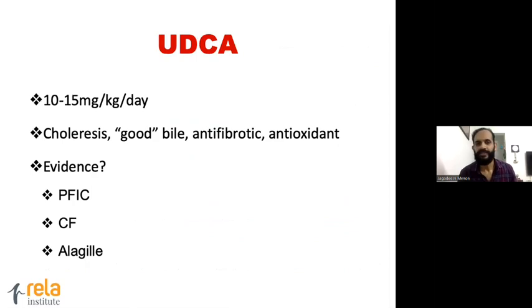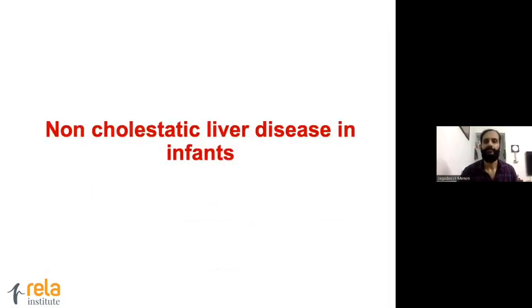UDCA, we use it right and left. We don't exactly know whether it has any benefit. In cholestasis, it increases the bile flow. It has some antifibrotic, antioxidant effect. A few trials in PFIC, cystic fibrosis and Alagille have shown that, especially in PFIC, the degree of fibrosis can be slightly lessened if you use UDCA, but for the rest of the diseases, the benefit is actually unknown.